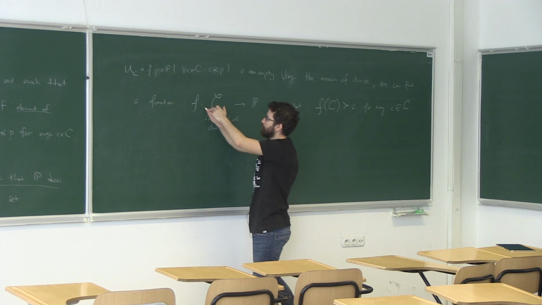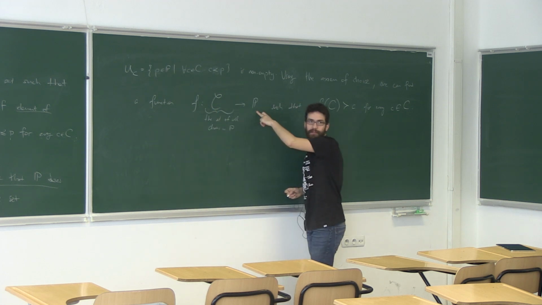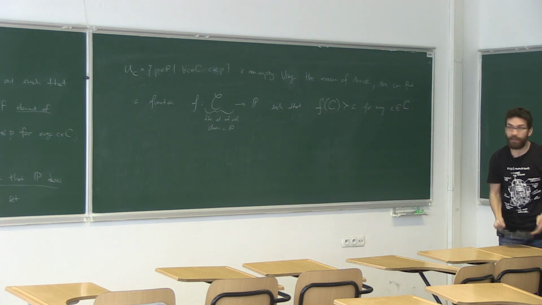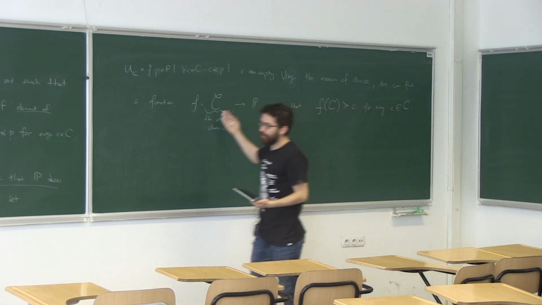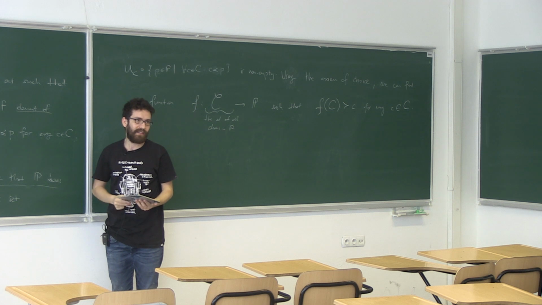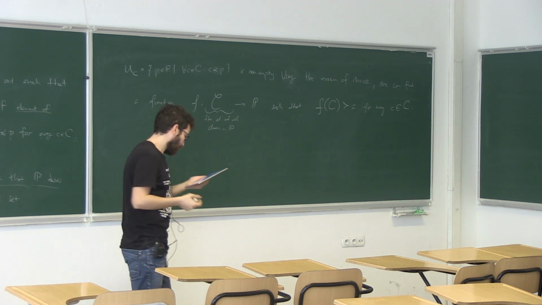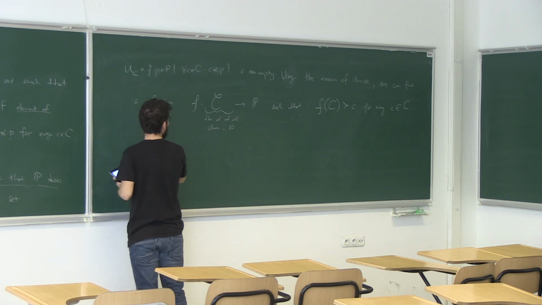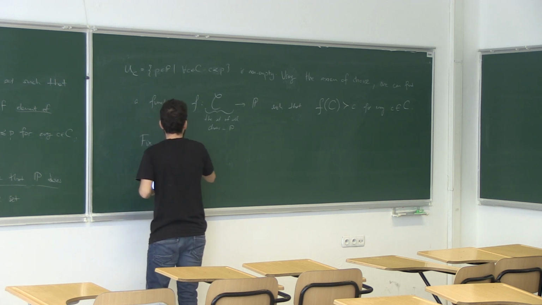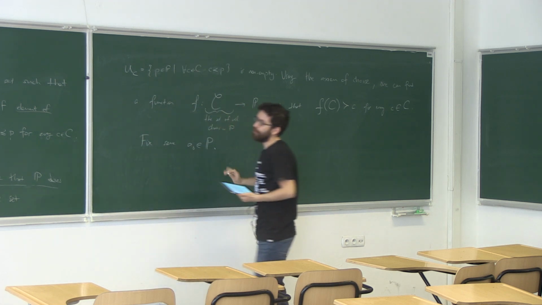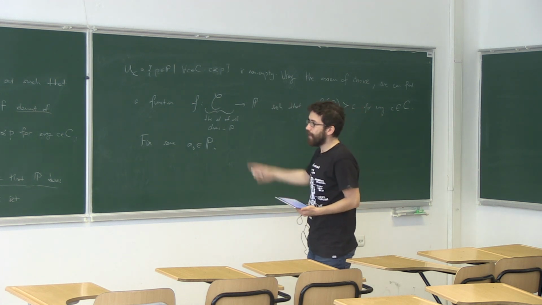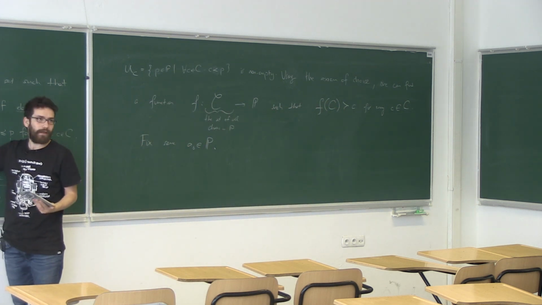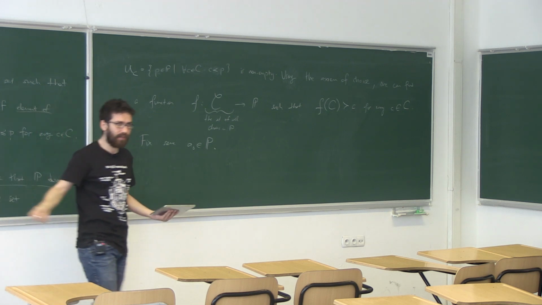For each chain, I choose one element in my partial order which is strictly greater than every element over there. Okay, there is such a function. The existence of this function is guaranteed by this assumption that P does not have a maximal element and that every chain has an upper bound. Now, fix some element of P. I'm dealing with a non-empty partial order because there is supposed to be some element in P by the assumption.